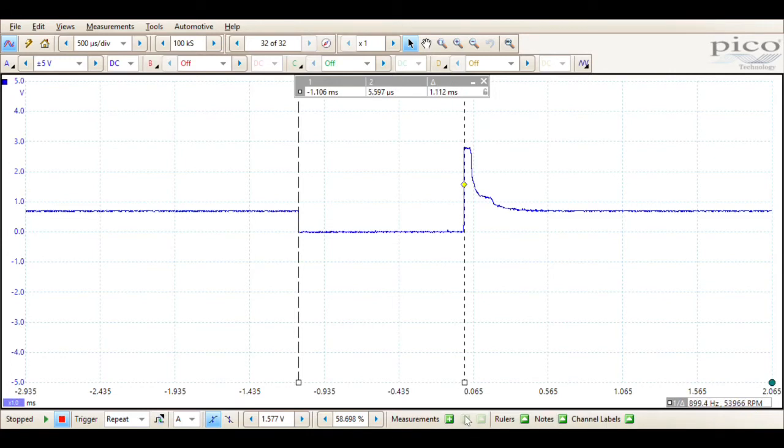And then we use this reading at the top of our screen. This is our delta reading, or the difference between this cursor and this cursor. And now we know that the computer pulsed this fuel injector on for 1.112 milliseconds.